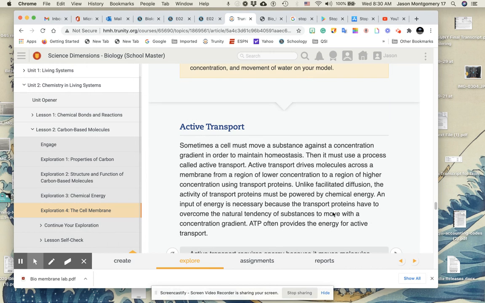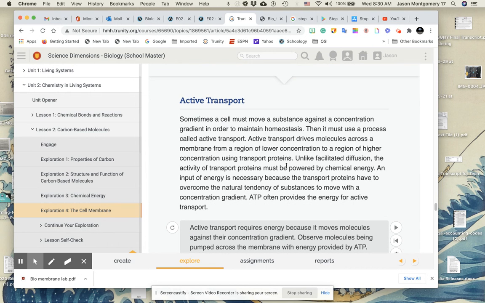Now, active transport is different than passive because it requires energy in order to move the molecules. Okay, this is a really important concept. Like I said, the big difference is they have to have energy in order to move these substances across the membrane. And the energy that is used to do that is called ATP.